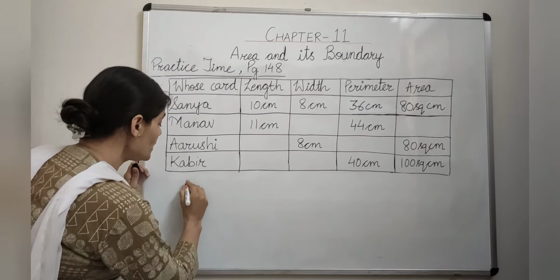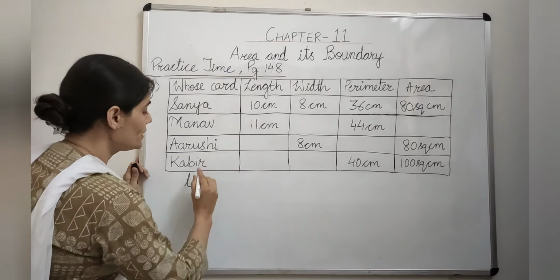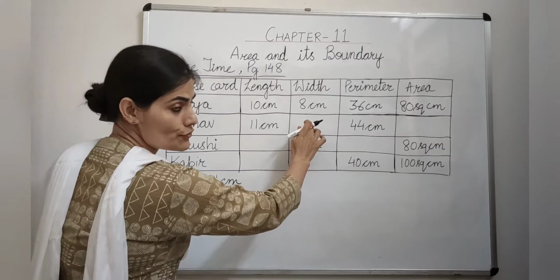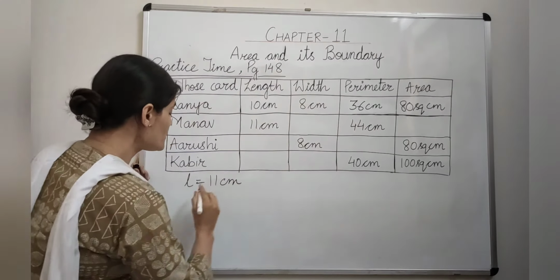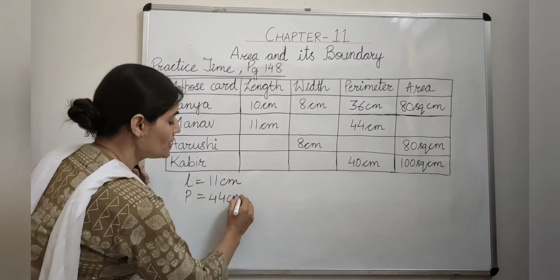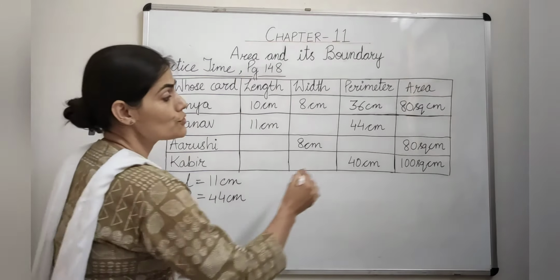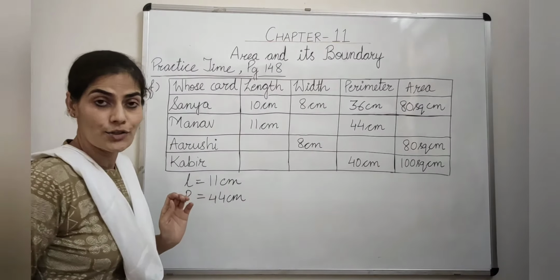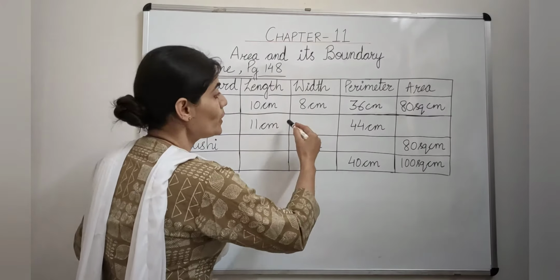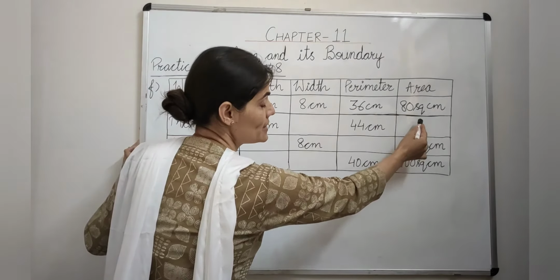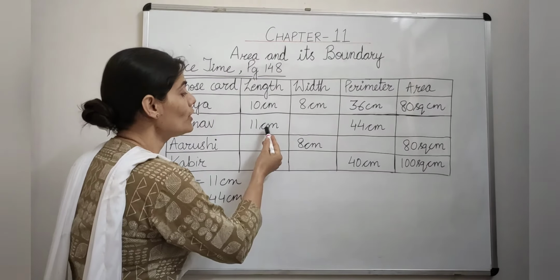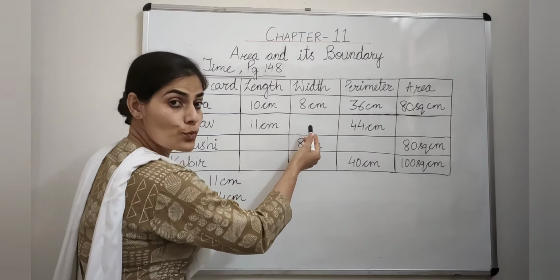Now, what all do we know about Manav's card? We know length of the card is 11 cm. We have to find the width. We also know the perimeter of the card, which is 44 cm. We have to find the area of the card also. But children, with this information, we cannot first find the area of the card. For finding area, we need to know length as well as width.